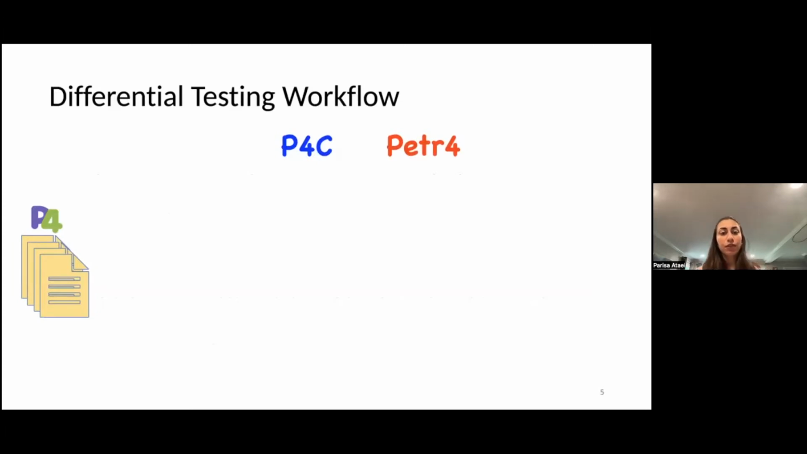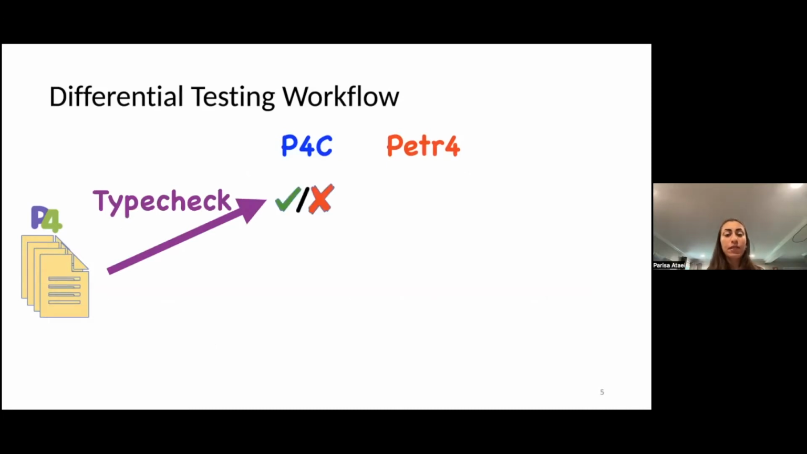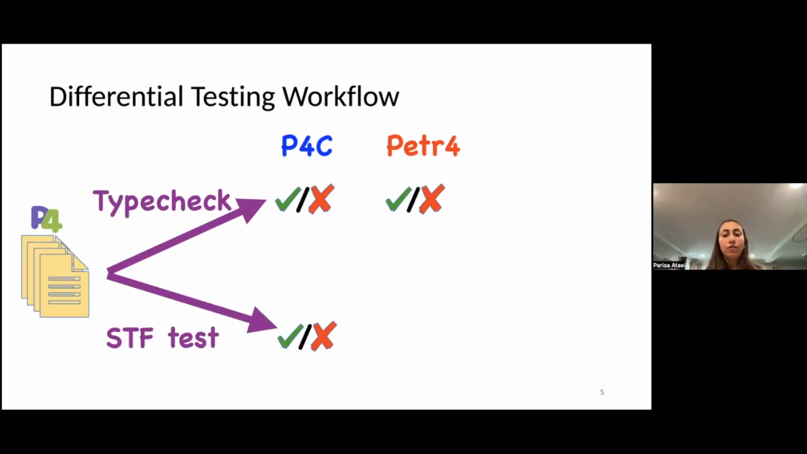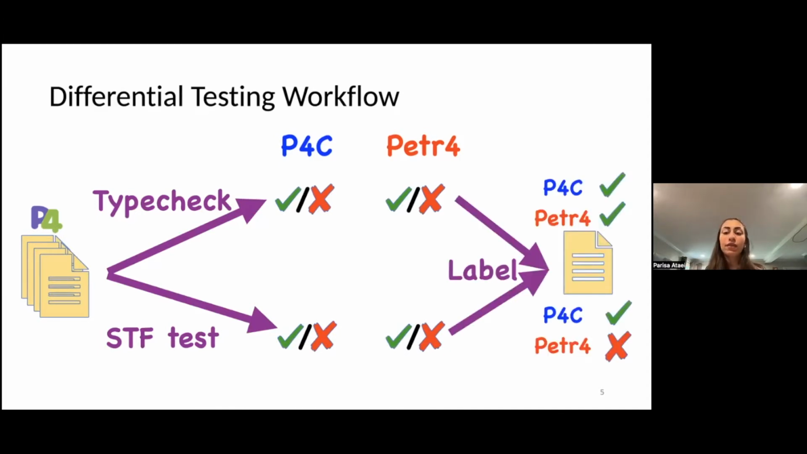The workflow looks something like this. We have a sample of P4 programs. We type check them using P4C and Petra's type system. They either type check or not. Then we run the STF test using P4C's STF tool and Petra's. The test either passes or not. Finally, we label each P4 program with the result that we get. For example, P4C and Petra here both type check a program, but P4C is the only one that passes the STF test.